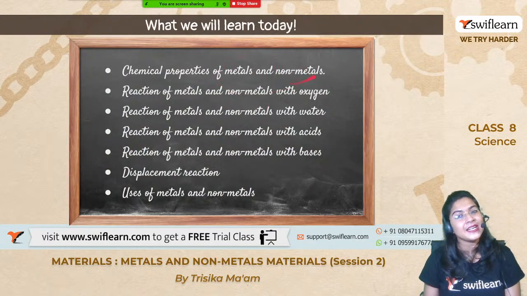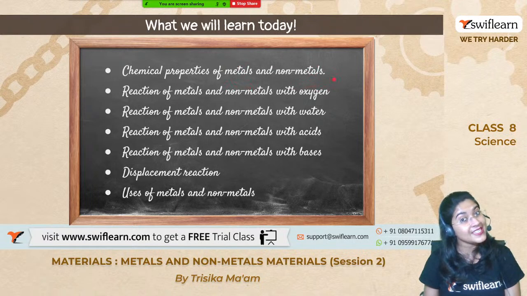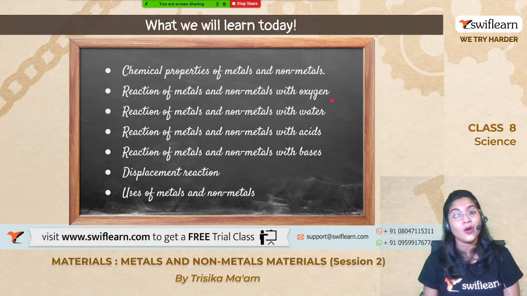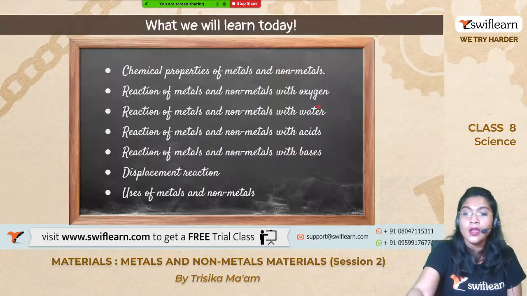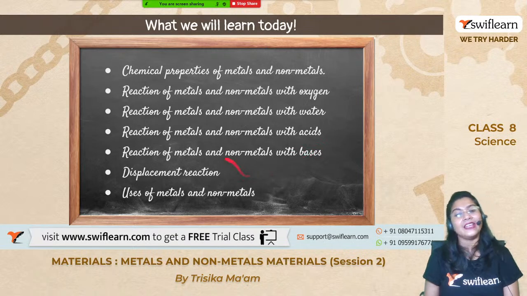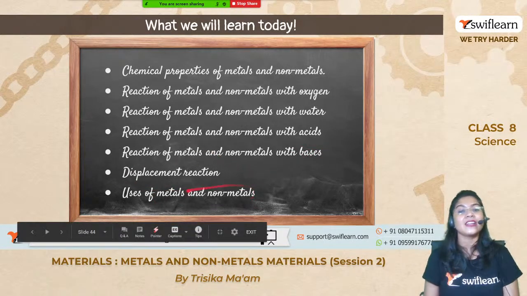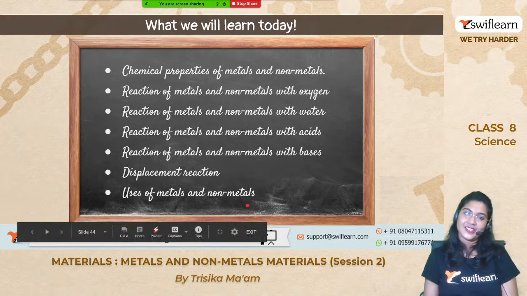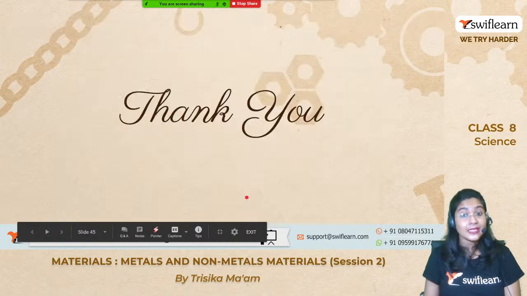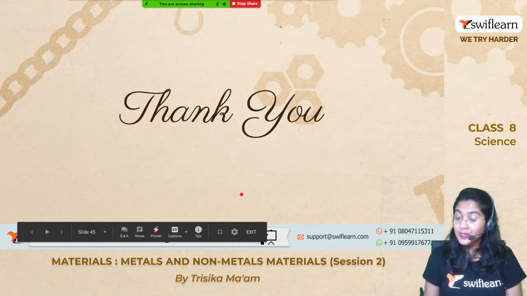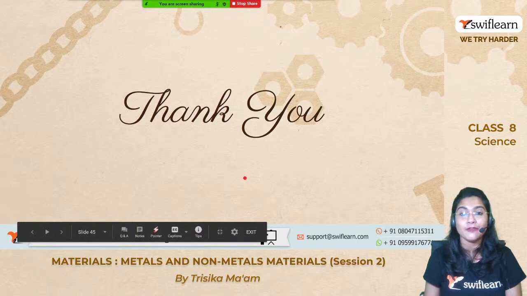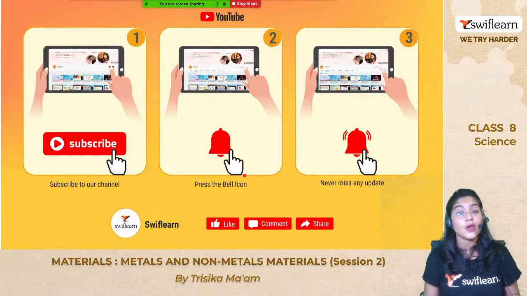So we have studied the chemical properties of metals and non-metals in today's session: how metals and non-metals react with oxygen, with water, with acids, and with bases. Then we studied the displacement reaction and the different uses of metals and non-metals. So these are the different topics we discussed today. Till we meet in the next session, go through the chapter from your textbook also, and from these slides you will get the information about all the different chemical reactions. You have to remember it.